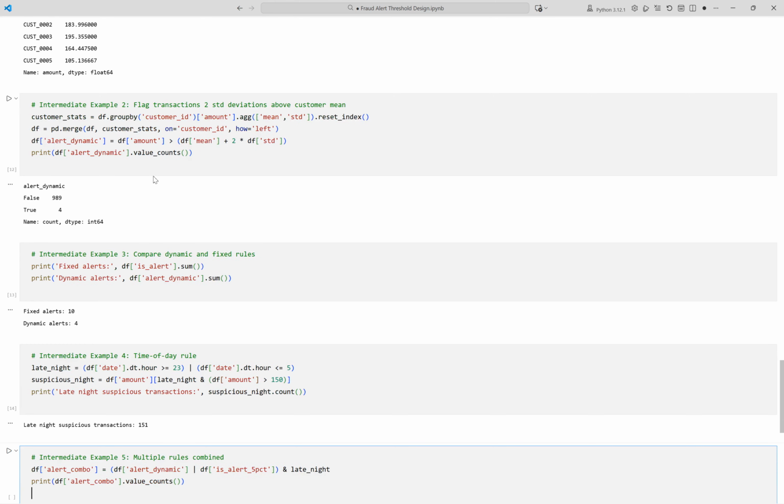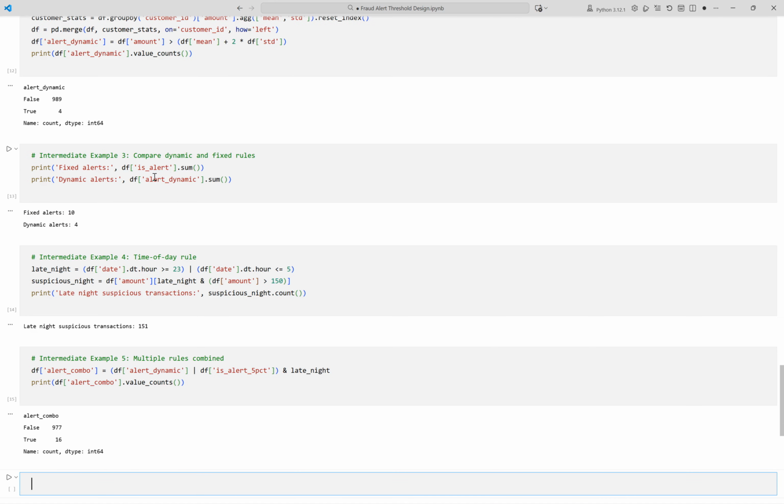Running the cell now. This output shows the count of combined alerts where either a dynamic threshold or a 5% alert is triggered during late-night transactions. Notice most rows, 977, are false, meaning the combined rule filters out many transactions, focusing alerts on just 16 cases. This demonstrates how combining multiple criteria can fine-tune alerts, minimizing false positives for customers with high activity while still catching unusual behavior at specific times. Combining rules can reduce false alarms without missing too many true frauds.